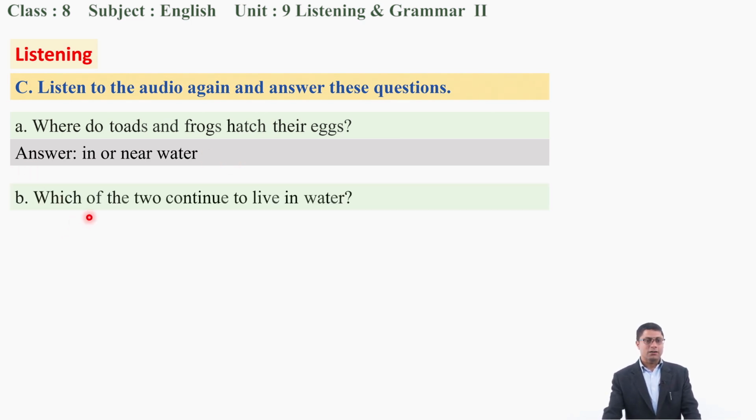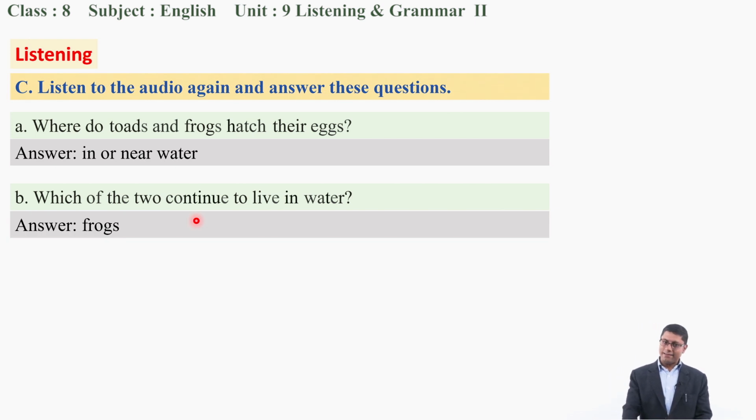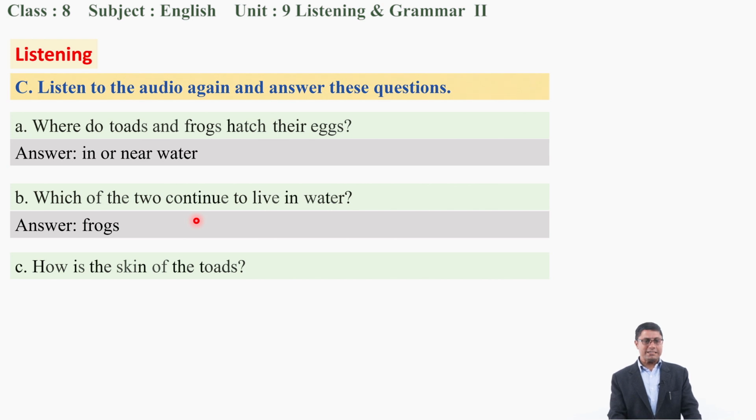Now let's look at B. Which of the two continue to live in water? That means the toads, or the frogs? And what's your answer? What have you written? Toads or frogs? Oh, you wrote frogs. Is it right then? Let's listen. When they become adults, frogs continue to live in the water, while adult toads usually live on the land. So see, it says frogs continue to live in water. That's why your answer is right. Very good.